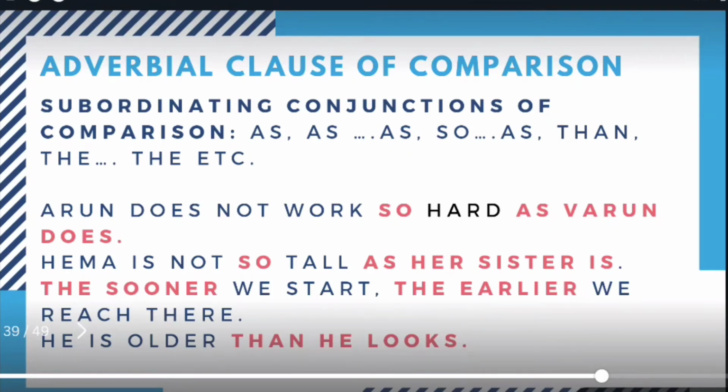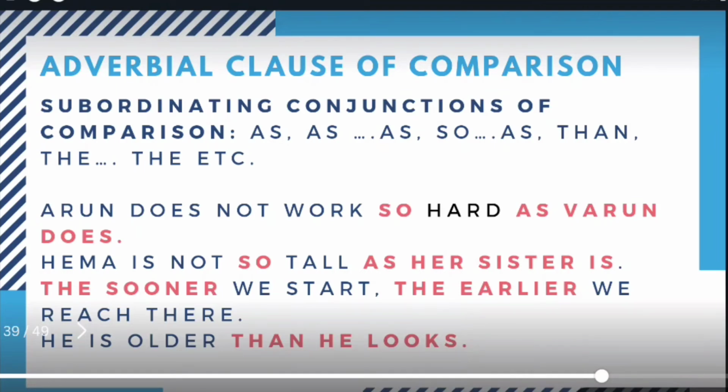Arun does not work so hard as Varun does. So here we can see a comparison between two people, Arun and Varun. അരുണിൻ്റെയും വരുണിൻ്റെയും ജോലിയെക്കുറിച്ച് അല്ലെങ്കിൽ ആത്മാർത്ഥതയെക്കുറിച്ച് പറയുന്ന ഒരു സെൻറ്റൻസ് ആണിത്. So what is the main clause here? Arun does not work hard, right? അരുൺ അധികം പണിയെടുക്കത്തില്ല. And his action is compared with the action of another person, Varun. So Varun ചെയ്യുന്നതിനത്ര വർക്ക് അരുൺ ചെയ്യാറില്ല.